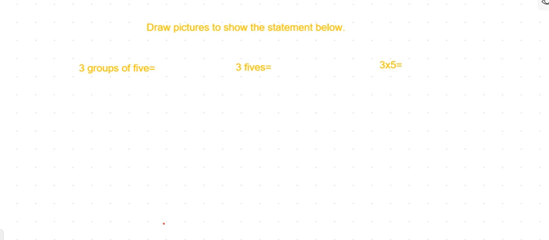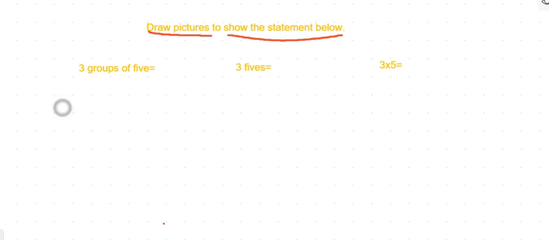Now, what are we going to be doing? We're going to be drawing pictures to show the statement below. It is our first lesson, and we're going to do a little bit of review to catch up on what we did in the ending of second grade using repeated addition. So we're going to be doing three groups of five.